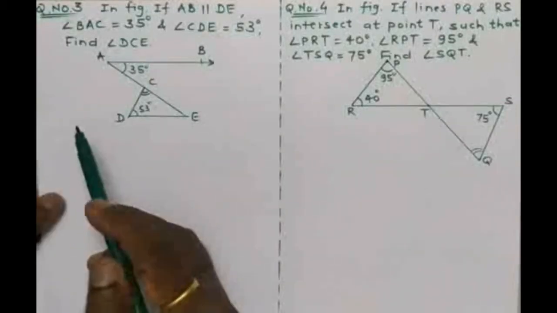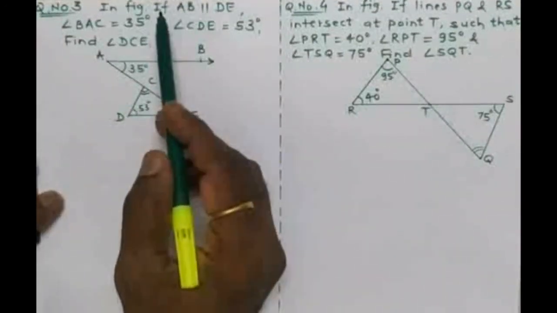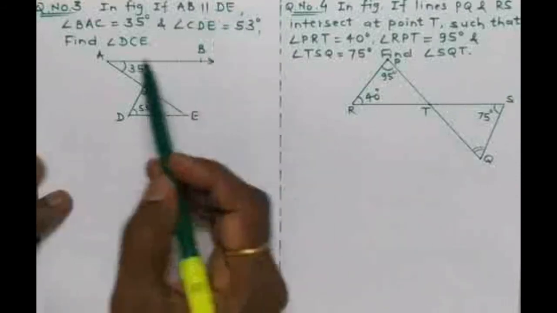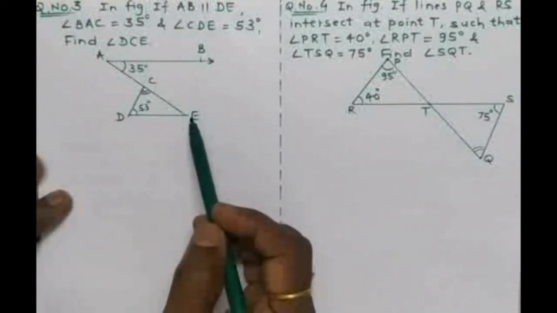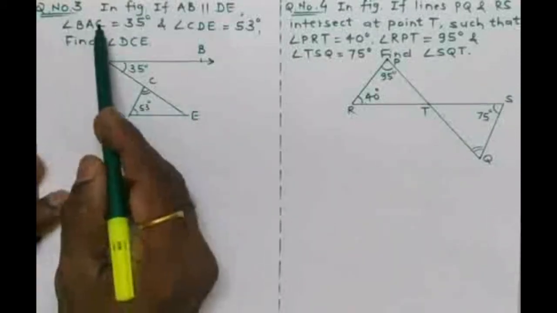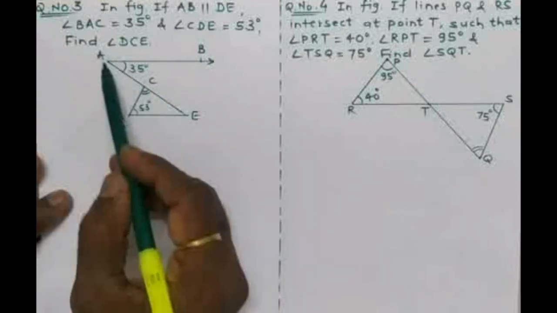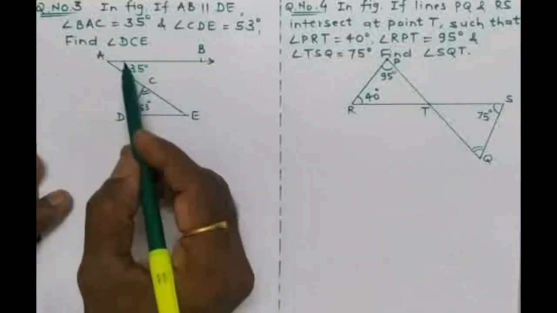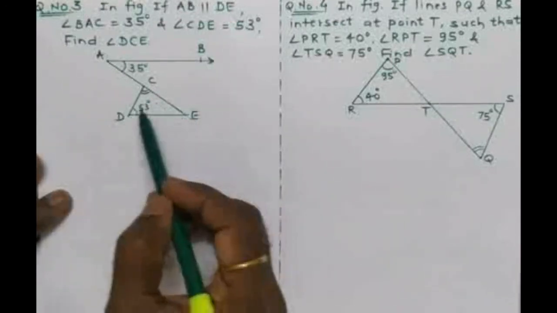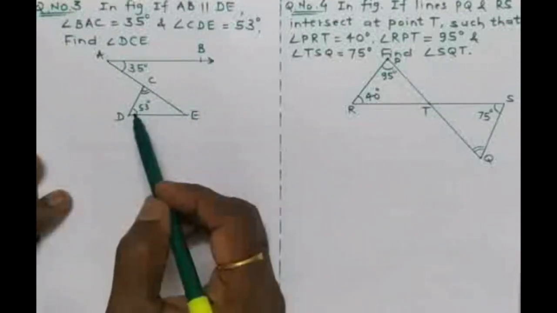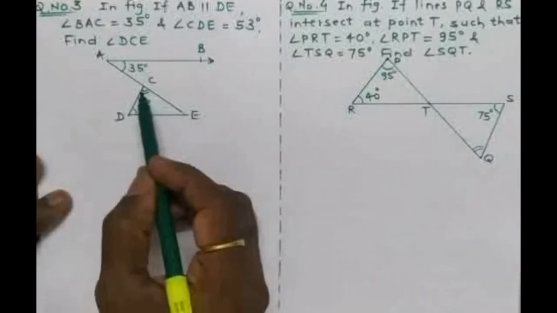Now question number 3. In figure, if AB is parallel to DE, this AB line is parallel to DE. This is given. Angle BAC, or BAE, is 35 degree, and angle CDE is 53 degree. So find DCE. You have to find DCE, this angle.